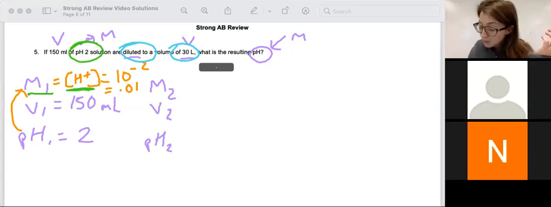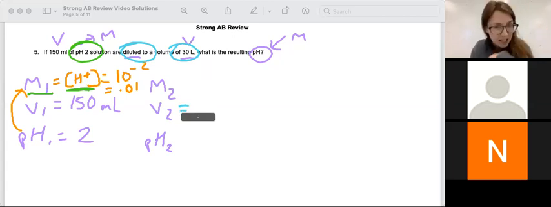Diluted to is telling me the final volume. It's not telling me how much water I added. It's telling me the final volume, which is what I want for V2. So I wouldn't add together in this case.